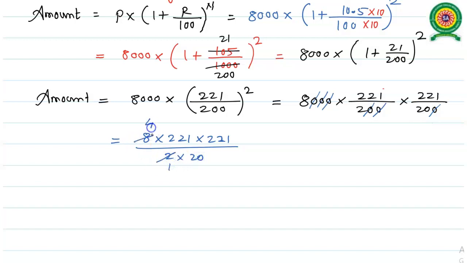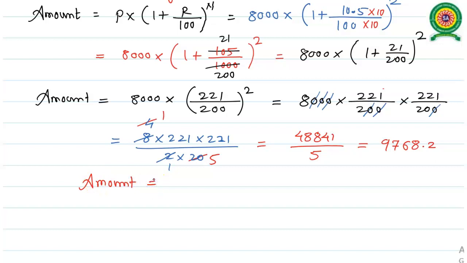Now 2 ones are 2, 2 fours are 8, 4 ones are 4, 4 fives are 20. So 221 into 221 gives 48,841, divided by 5. 48,841 divided by 5 gives 9,768.2. So at the end of 2 years she has to pay the amount 9,768.20, that is 9,768 rupees and 20 paise.